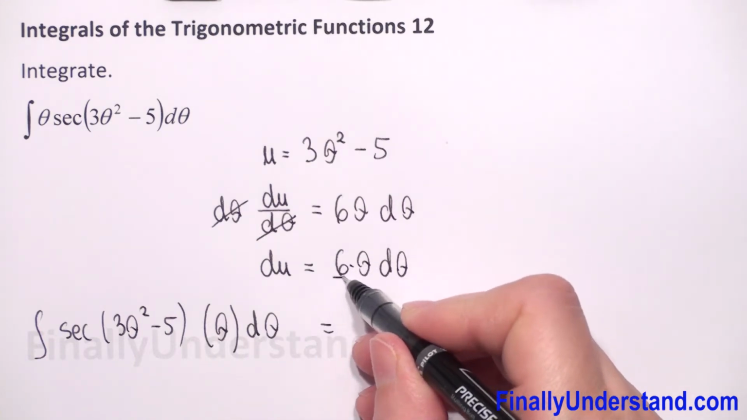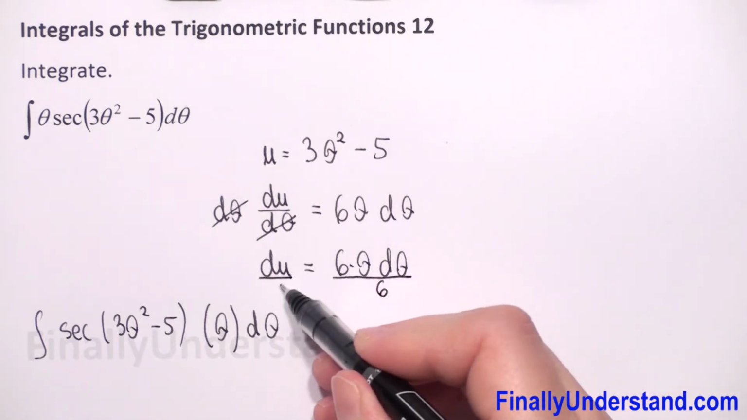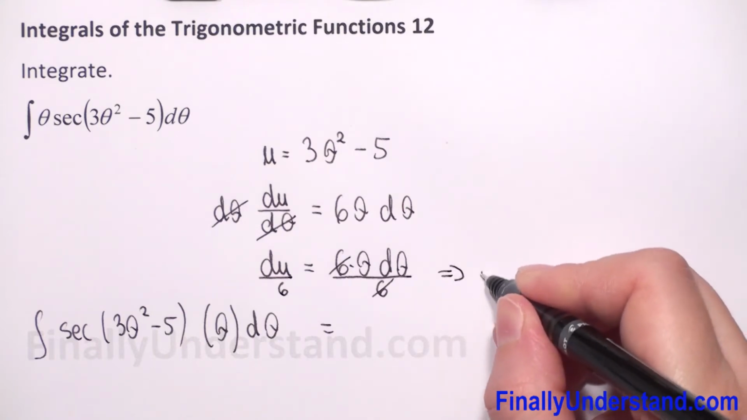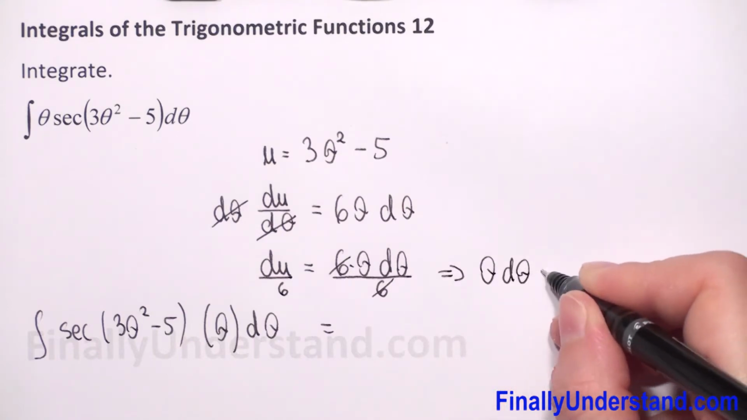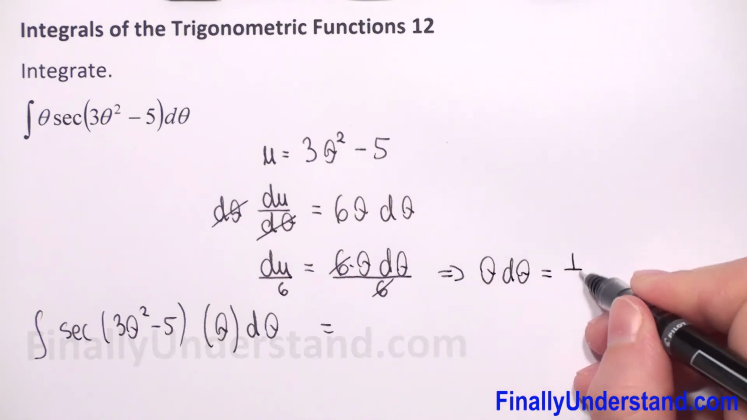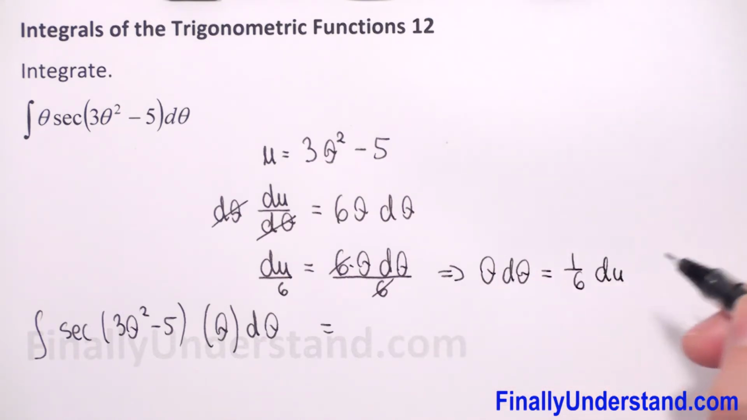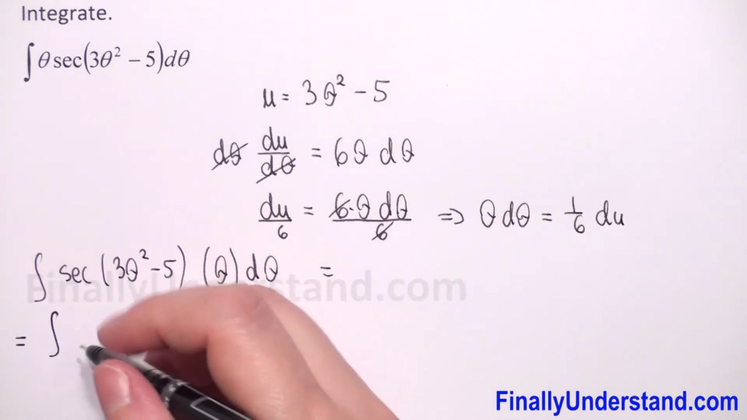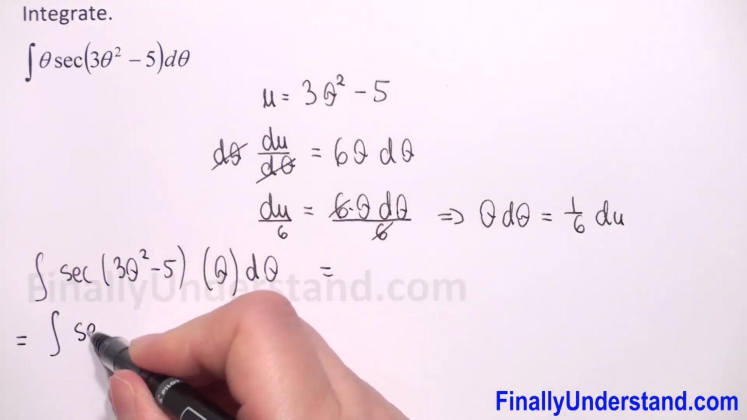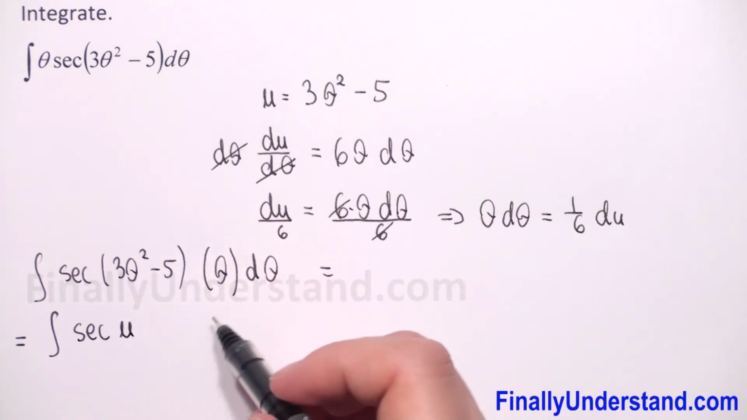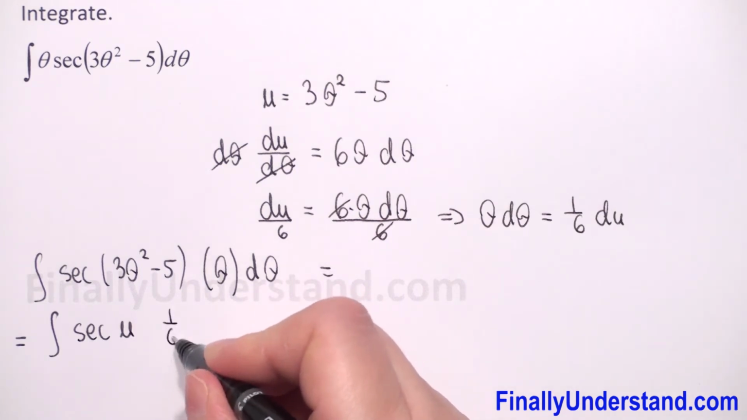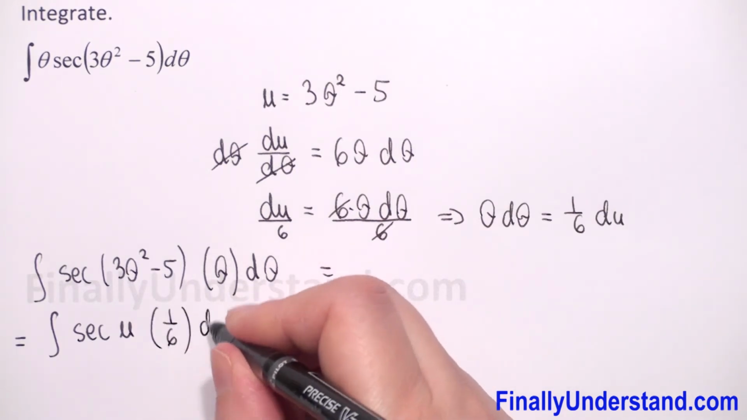So I will divide both sides by 6 because we have multiplication. It means we can do this. And we have that theta d theta is equal to 1 over 6 du. So now we can do substitution. We can rewrite the indefinite integral and we have secant of u, and for theta d theta we will put 1 over 6, I will put in parentheses du.